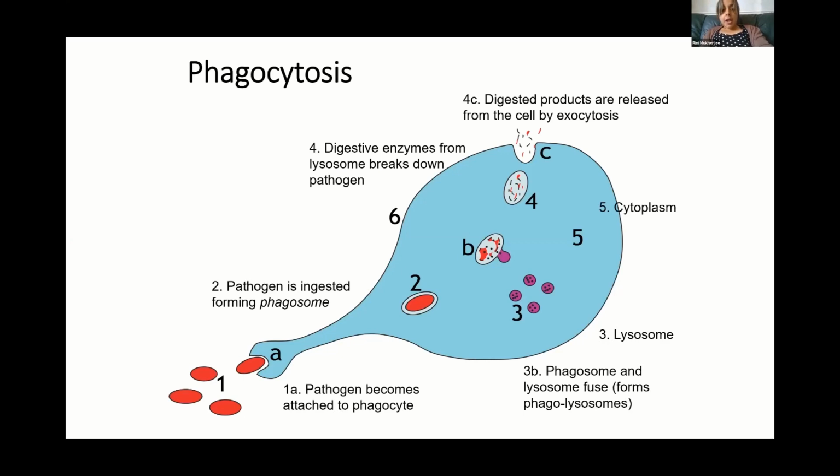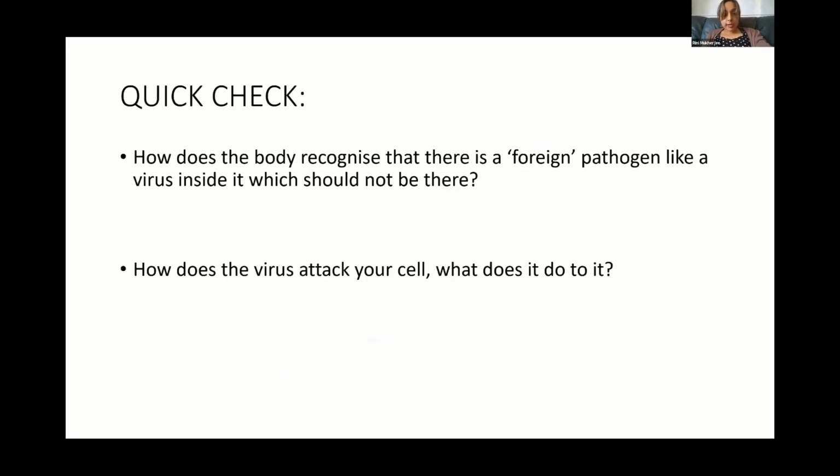So now I want to just have a quick quiz. Once again, if you'd like, just type this into the chat. First question: how does the body recognize that there is a foreign pathogen like a virus inside it, which should not be there? And the second question: how does the virus attack your cell, and what does it do to it? So if I can just ask us to write the answers to these questions, either on a little piece of paper or into the chat. And then at the end, we will go over the answers to all of this.